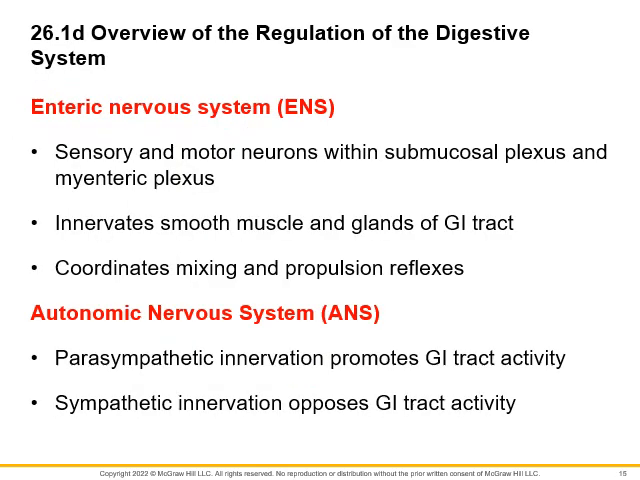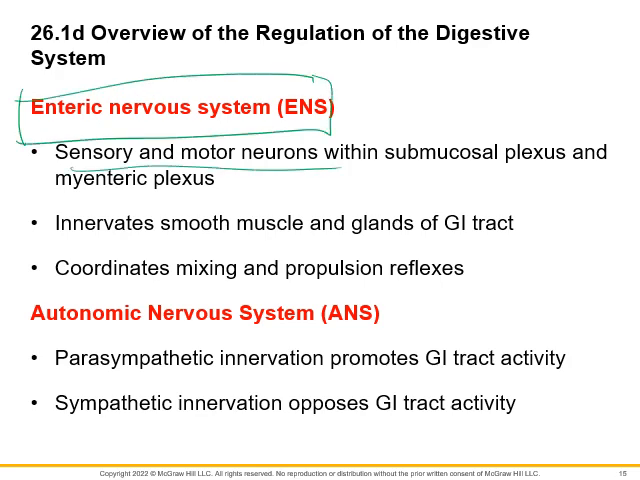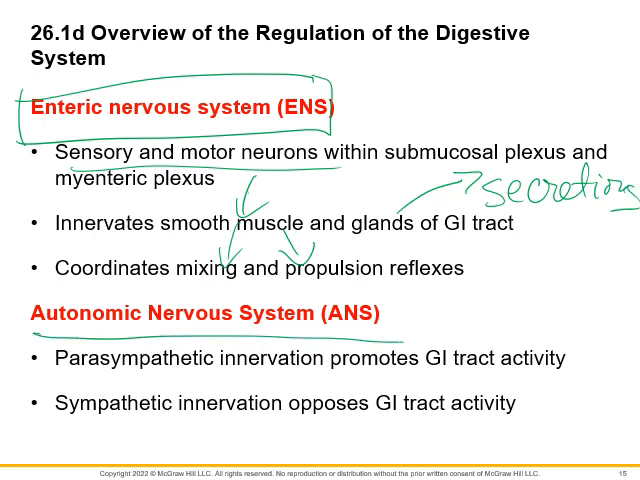They just wanted to clarify the overview of the regulation. So we know we have the enteric nervous system embedded. These are sensory and motor neurons. These are coordinating smooth muscle mixing and propulsion. And then they are controlling the glands of the GI tract, so secretions. And then we also have our autonomic nervous system. So we have parasympathetic, rest and digest, that's going to increase GI activity, and then sympathetic, fight or flight, which is going to decrease GI tract activity.